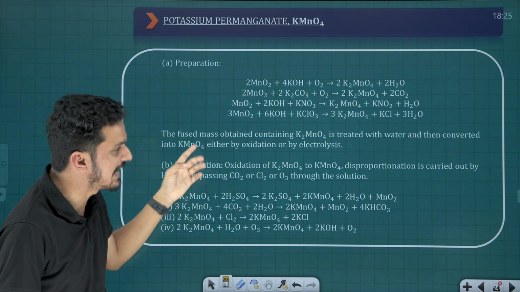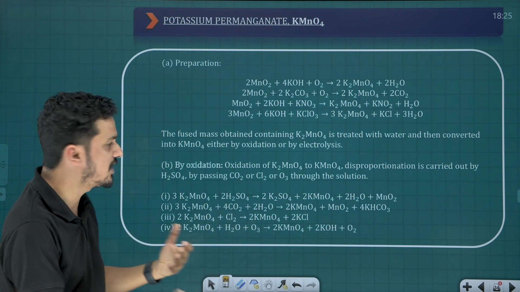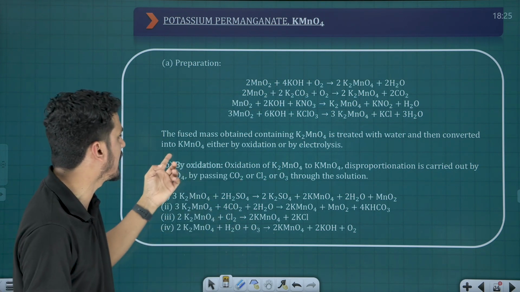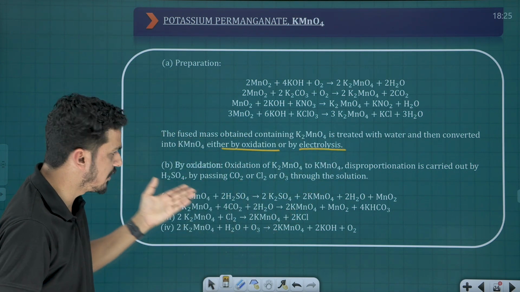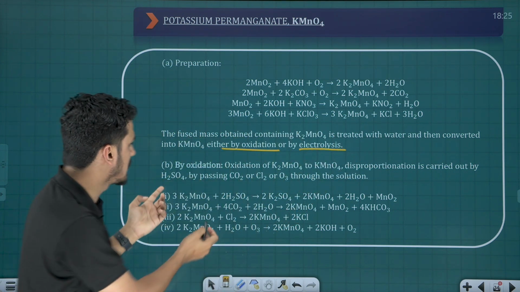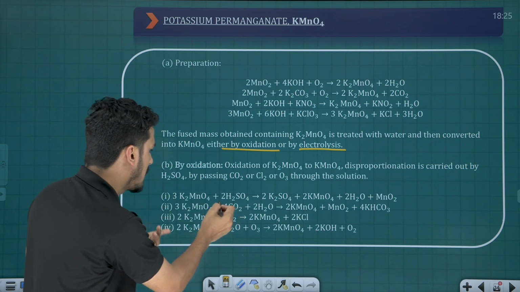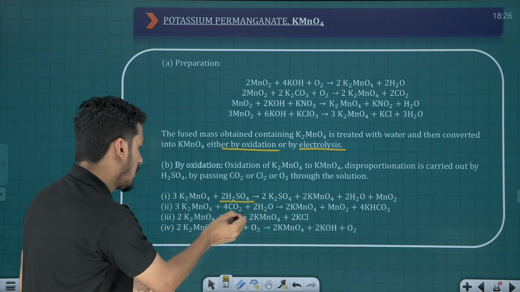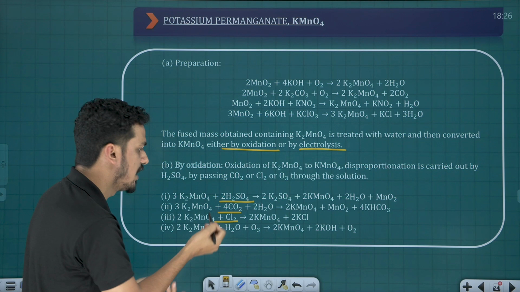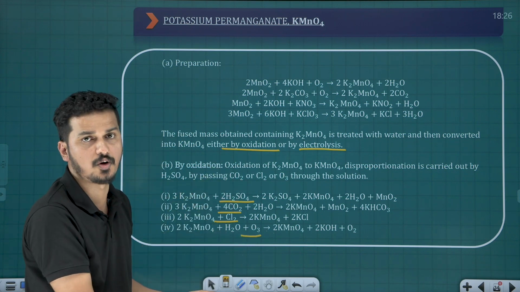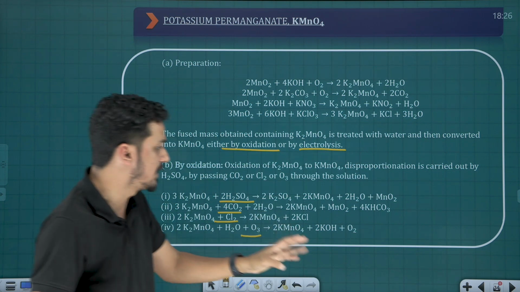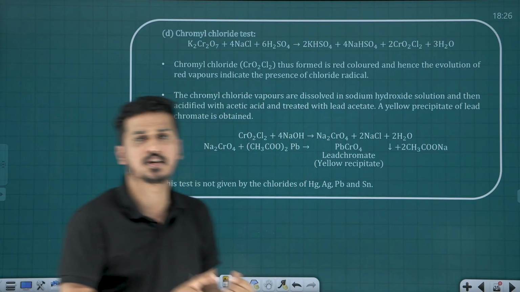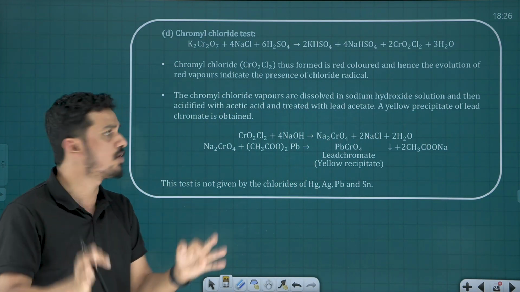From potassium manganate, if you want to convert it into potassium permanganate, it can be done either by oxidation or by electrolysis. Oxidation can be done with so many things: H2SO4, or CO2, or Cl2, or ozone. Then you will get potassium permanganate. Keep that idea in mind. Potassium permanganate as well as K2Cr2O7, both are strong oxidizing agents.